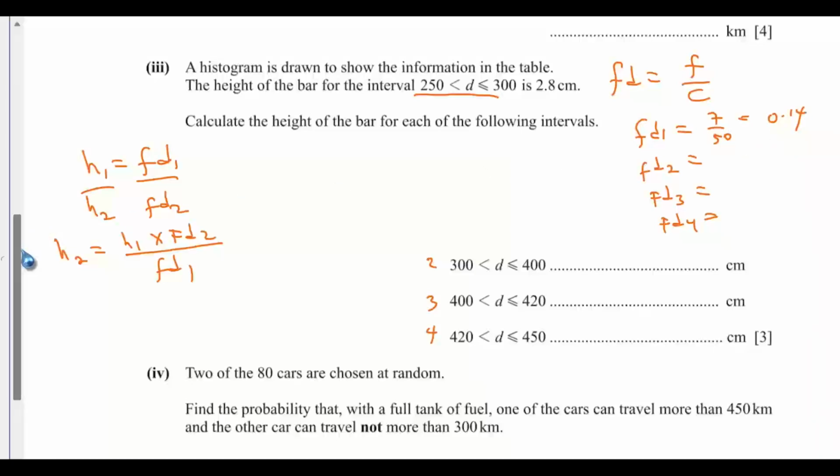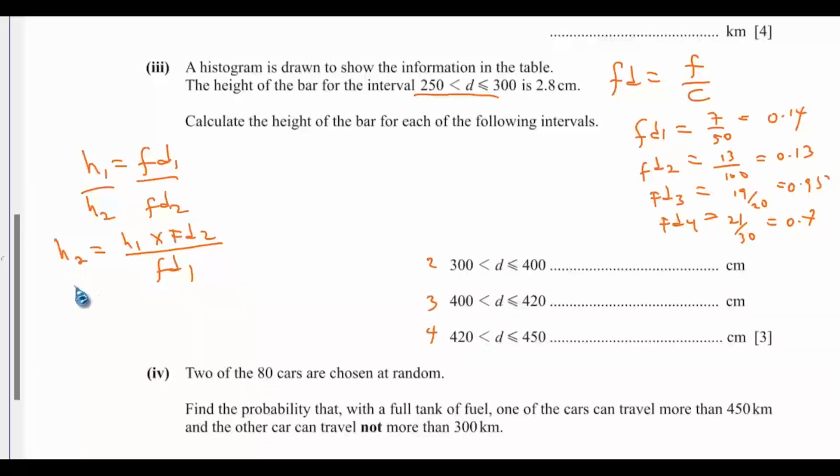Okay, so if you follow that pattern, I don't want to be scrolling up and down. So fd2 will be 13 over 100, that's the class size, that will be 0.13, and fd3 will be 19 over 20, and that will be equal to 0.95, and fd4 will be equal to 21 out of 30, and that will be equal to 0.7.